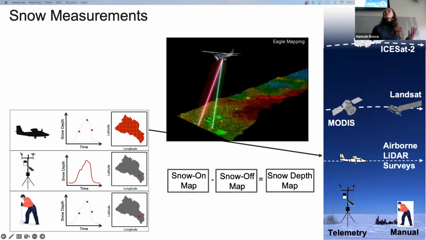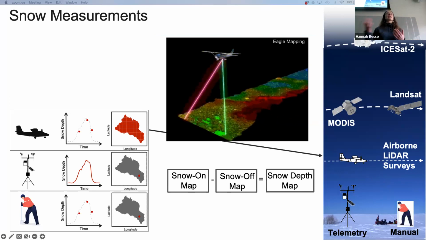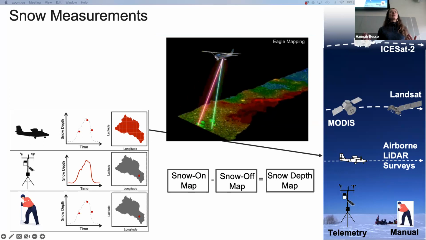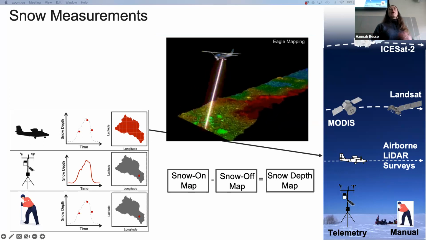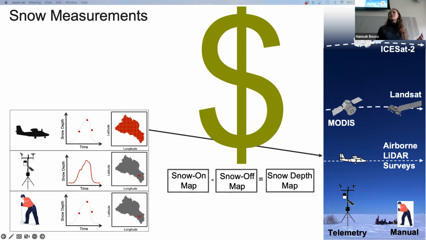And we can calculate snow depth using these measurements by doing a LiDAR flight during the snow off period and another during the snow on period. The difference between the elevations can give us snow depth. However, these measurements are extremely expensive and can only be conducted in select basins that have the resources to pay for this.